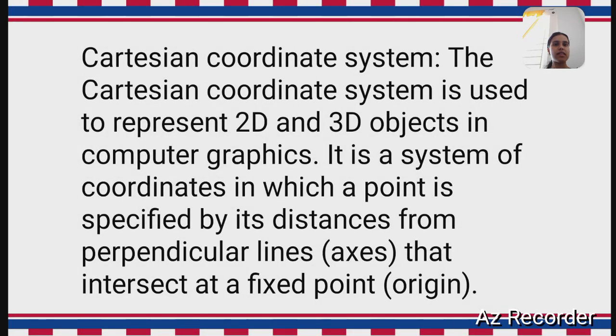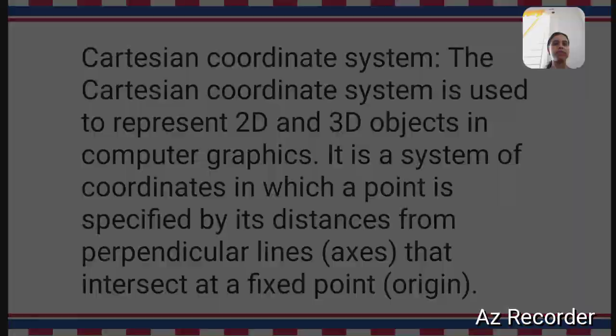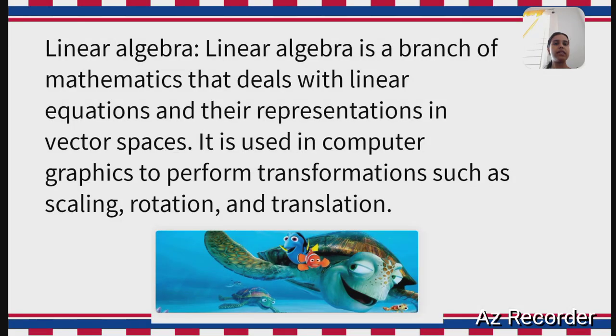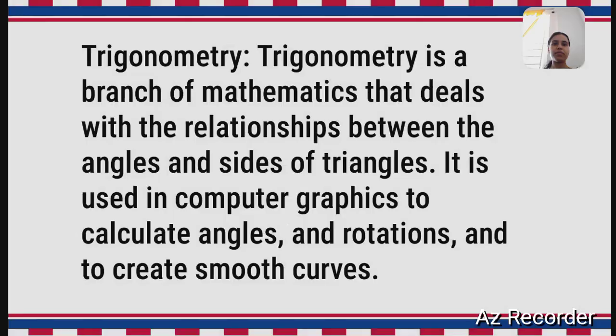Cartesian coordinate system. The Cartesian coordinate system is used to represent 2D and 3D objects in computer graphics. It is a system of coordinates in which a point is specified by its distances from perpendicular lines that intersect at a fixed point. Linear algebra. Linear algebra is a branch of mathematics that deals with linear equations and their representation in vector spaces. It is used in computer graphics to perform transformations such as scaling, rotation, and translation.